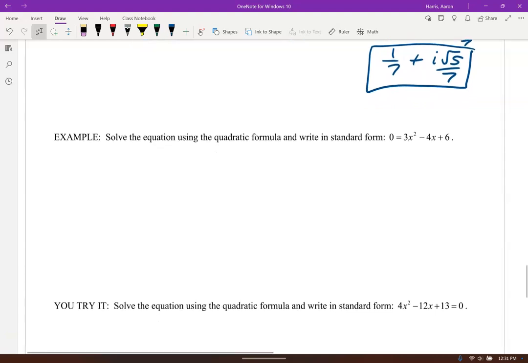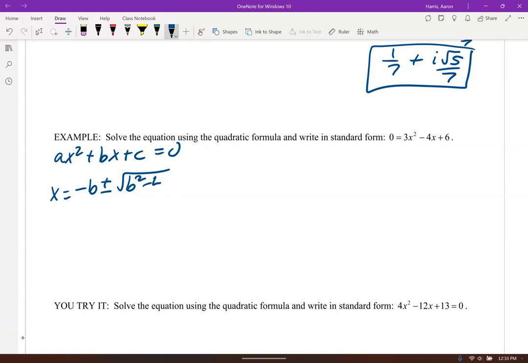So this is handy when we're solving quadratics, which have imaginaries as well. Let me try that one more time, you guys. If we have ax squared plus bx plus c equals 0, then we know from our quadratic formula x equals negative b plus or minus square root of b squared minus 4ac all over 2a, right?